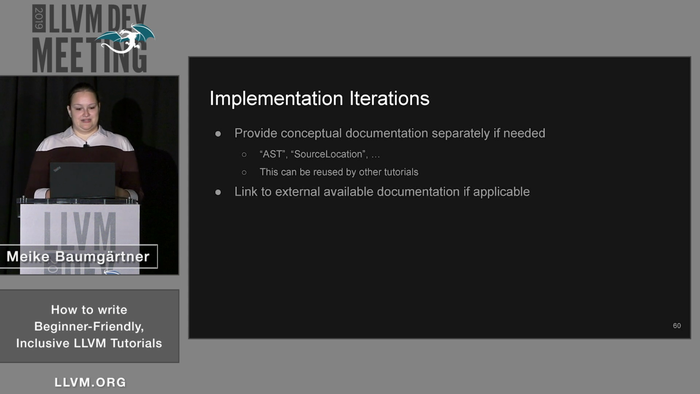Also, very much appreciated are links to externally available documentation if you don't want to necessarily explain a specific concept like AST source location. If you know a good blog post out there, just link to that. You don't need to duplicate or reinvent the wheel.